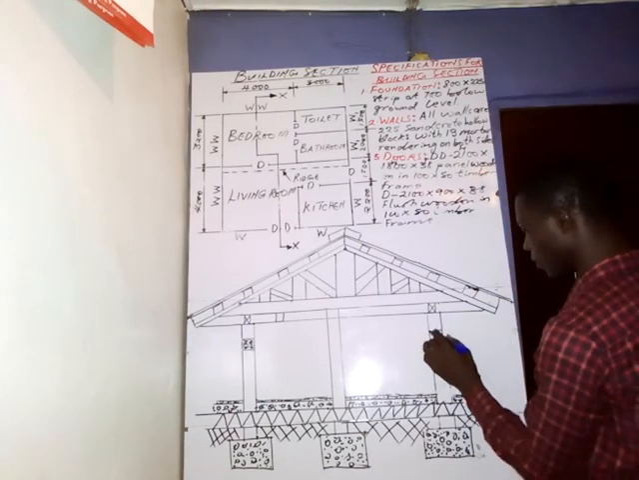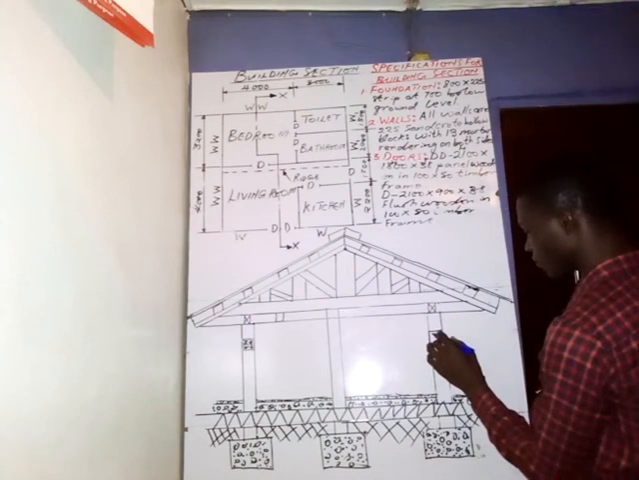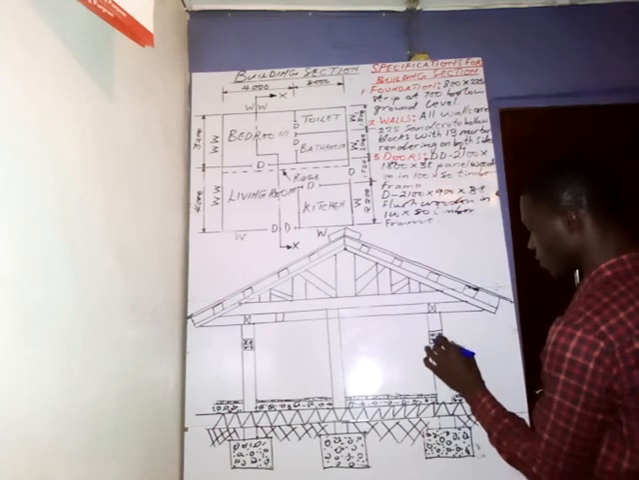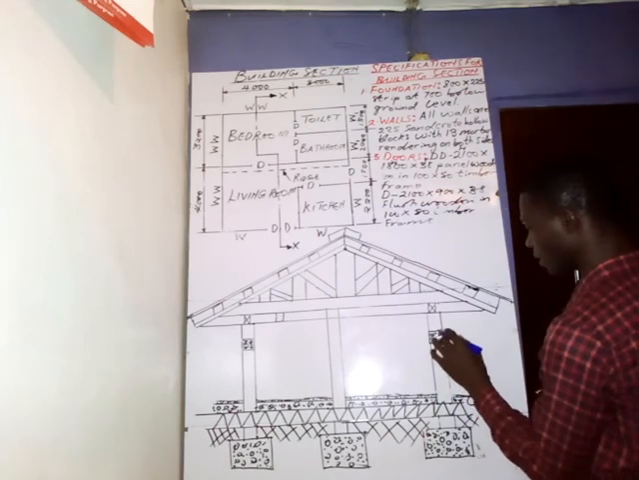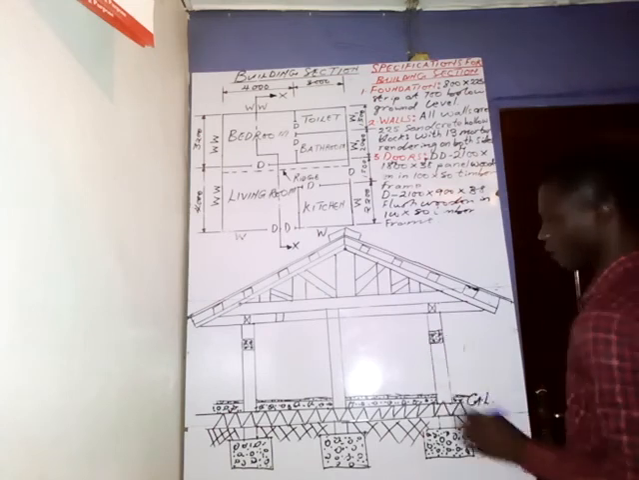The same dimension: 225 divided by 50. Whatever you get, that's what you need to do. That's 5 by 5. It's usually in a square form. So you have the lintel here.